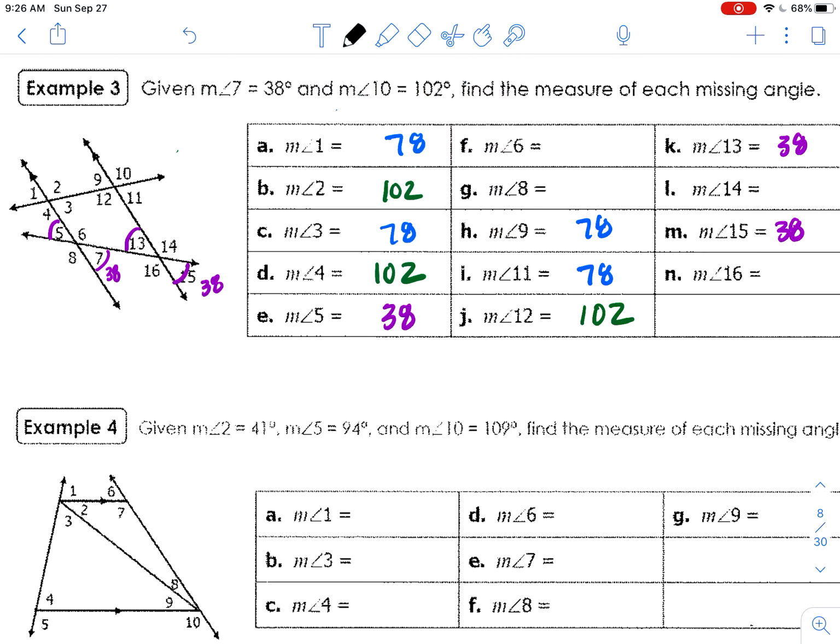And then we just find the linear pair. We've got a line here. So if a linear pair adds to 180, let's subtract. And let's see, how about 42? And so that means angles 14, I'm sorry, how about 142? Angles 14, 16, 6, and 8 are all going to be 142.